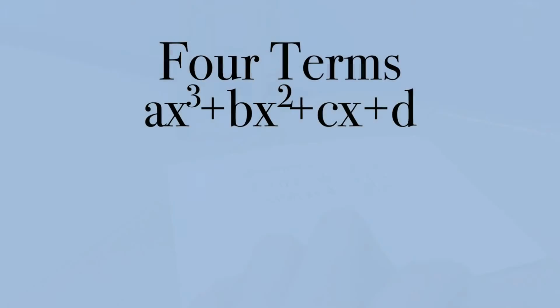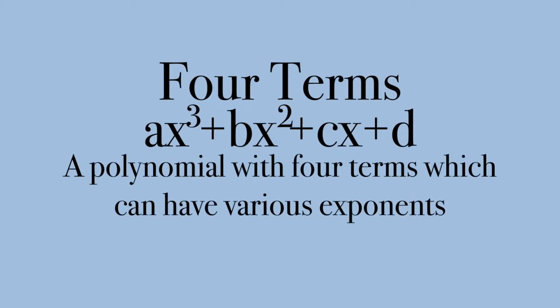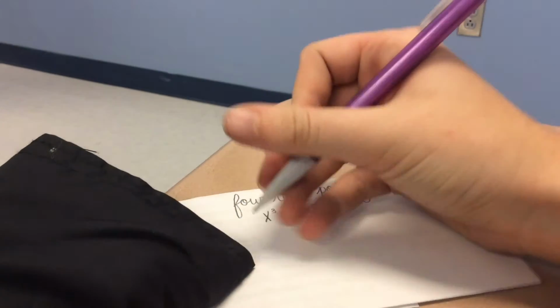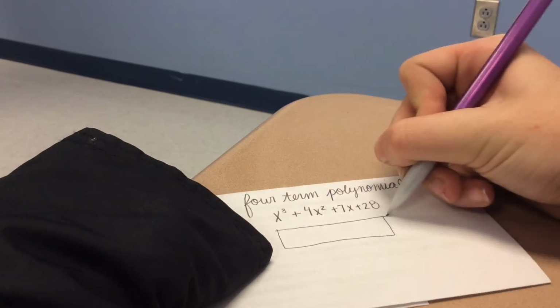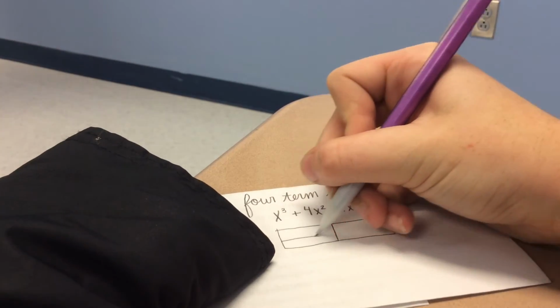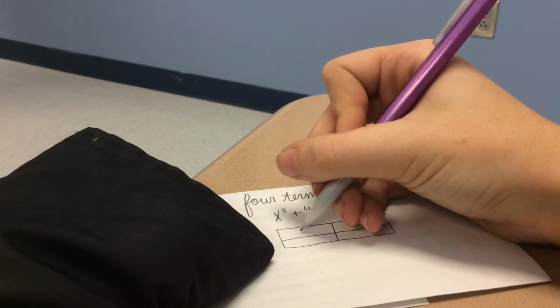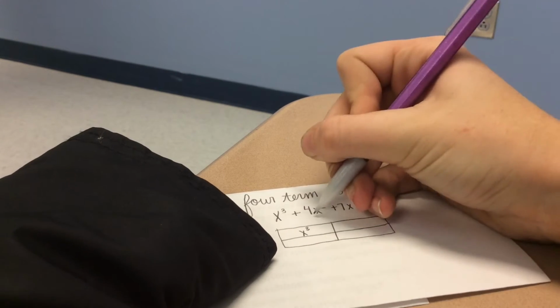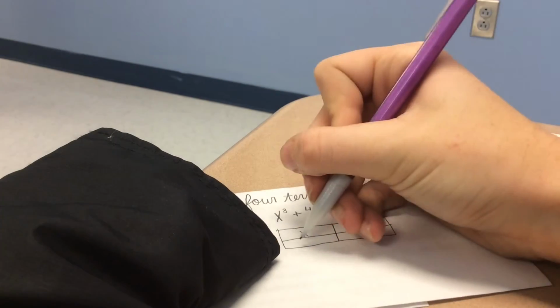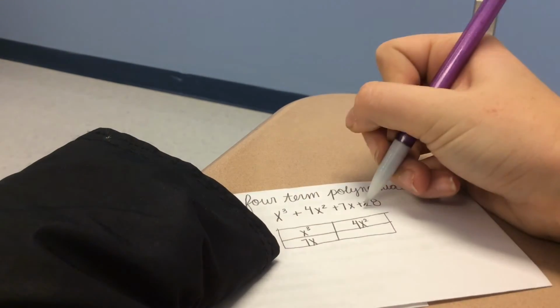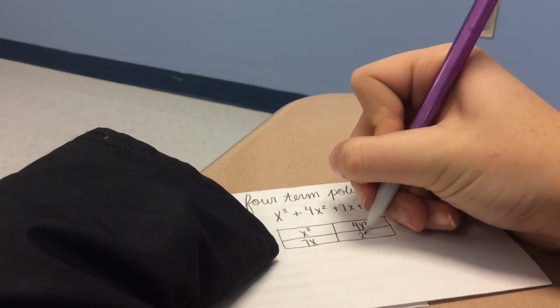The final kind of polynomial is a 4-term polynomial. It has 4 terms with various exponents. 4-term polynomials can also be solved by using a box. You take the first term, which also has the highest exponential value, and you put it in the top left box. Then you put the second term in the top right box, the third term in the bottom left box, and the fourth term in the bottom right box.